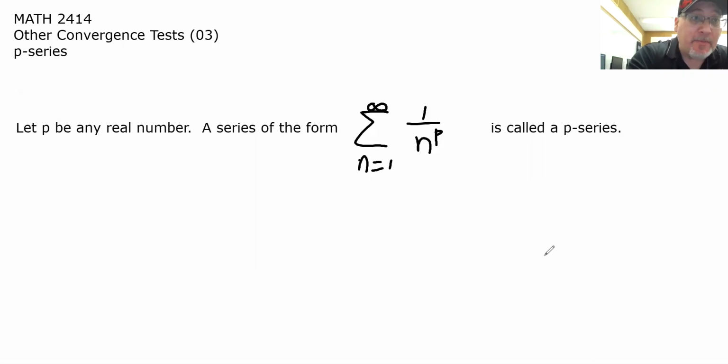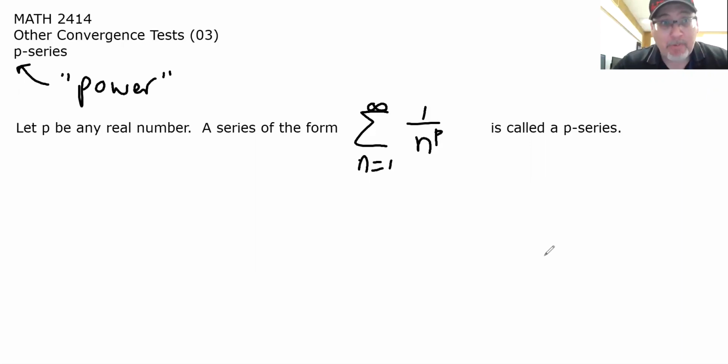And by the way, the p in p-series stands for the word power. So the p is going to represent a power. Let p be any real number, so it can be positive, negative, or zero. A series of the form, the sum from n equals 1 to infinity of 1 over n to the p power, is called a p-series.